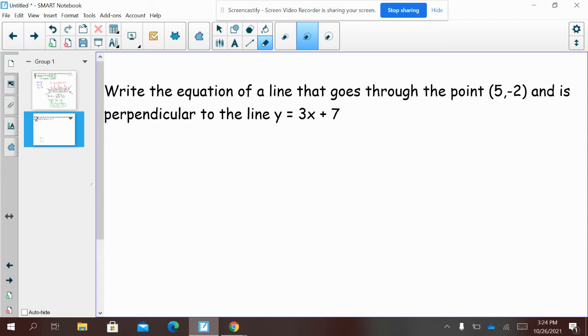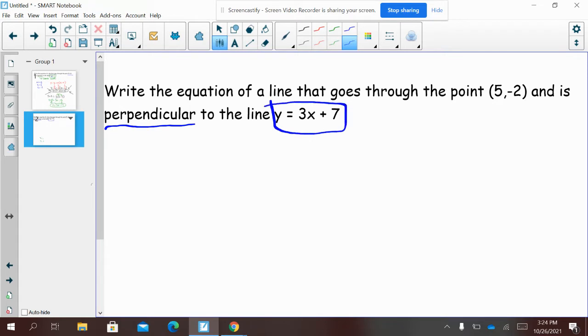To write an equation that goes through a certain point and is perpendicular to a particular line, we need to first identify a slope that would be perpendicular to a specific line. Now, in order to be perpendicular, the slope must be the negative reciprocal of the original slope. You'll notice here that our slope is 3.